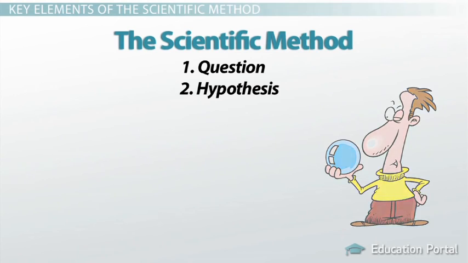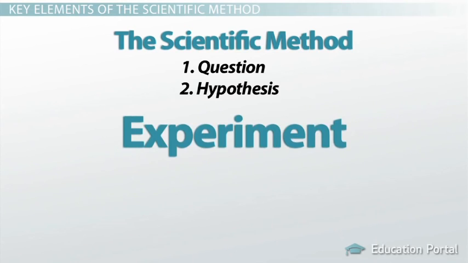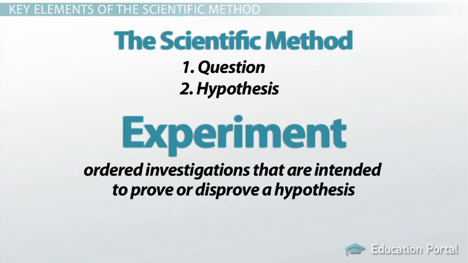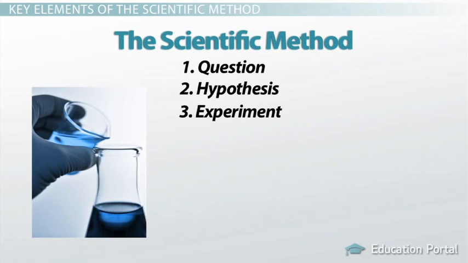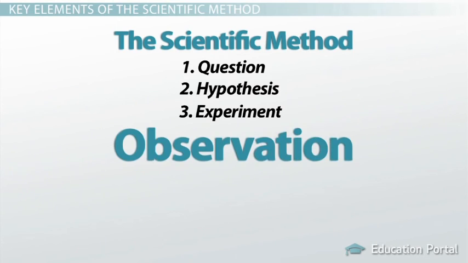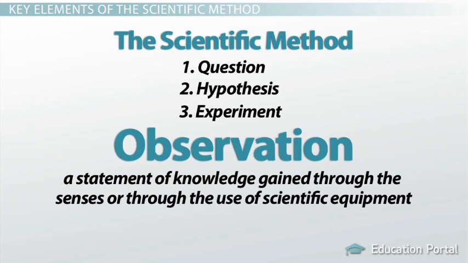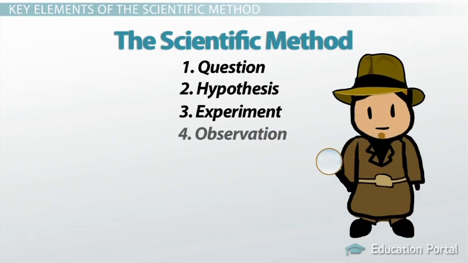The scientist's test is also called the experiment. Experiments are ordered investigations that are intended to prove or disprove a hypothesis. Important data comes from performing an experiment. The scientist has to make observations of the results that he gets from the experiment. An observation is a statement of knowledge gained through the senses or through the use of scientific equipment. Observations are crucial for collecting data.